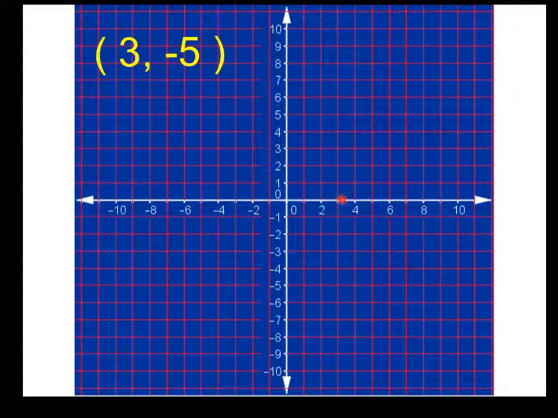1, 2, 3. That would be right here. Then go to your y coordinate, -5. So count down from the origin, -1, -2, -3, -4, -5. That's right here. What we want to do is see where this line, -5, and the positive line 3 would cross. That's about right here, and that is where we would draw our point. This point is at (3, -5).